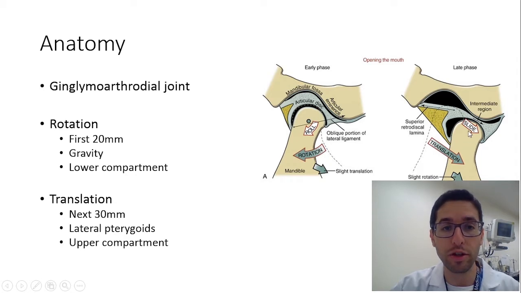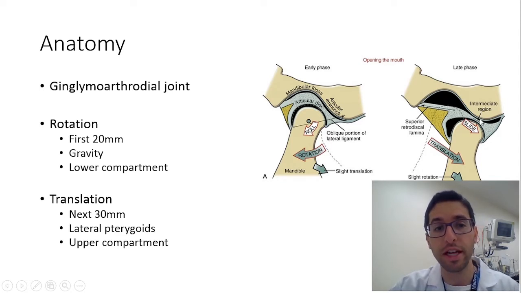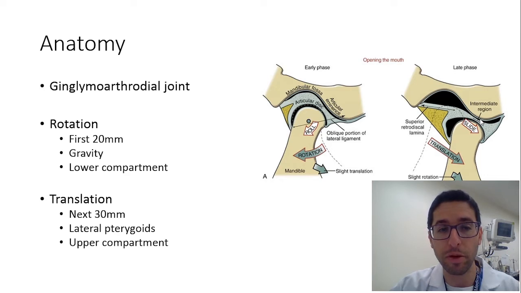Then the next 30 millimeters of opening, that is due to the pull of the lateral pterygoids. The pterygoids attach into the condylar head and they literally pull it forward. So the condylar head starts over here in the glenoid fossa and it slides forward till you get to the articular eminence. That's responsible for the next 30 millimeters of opening, and that occurs in the upper compartment.